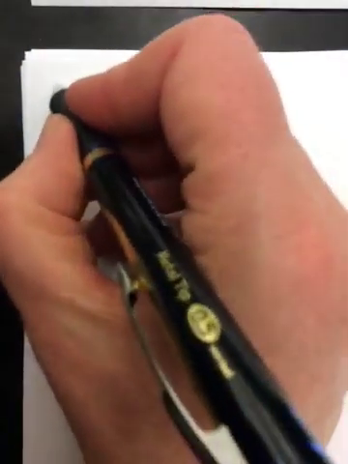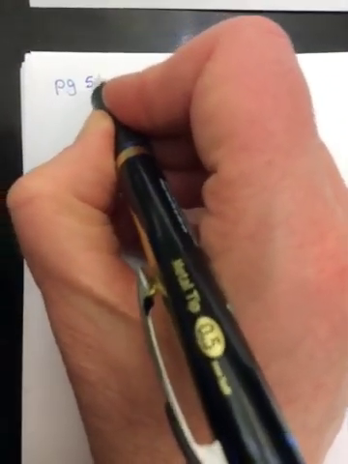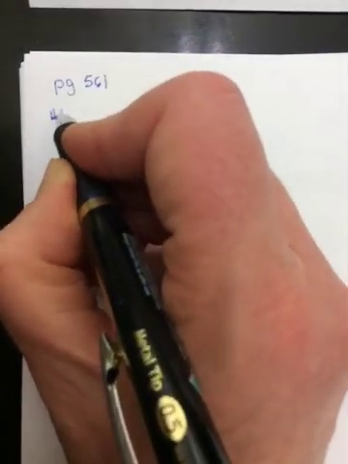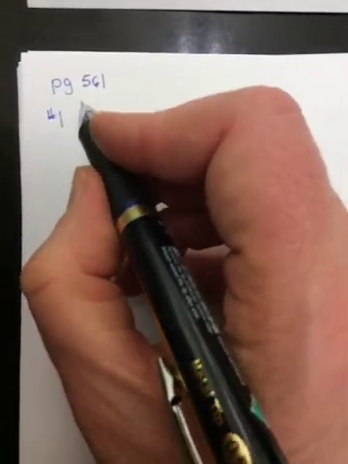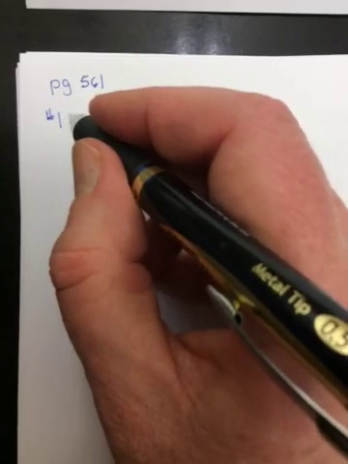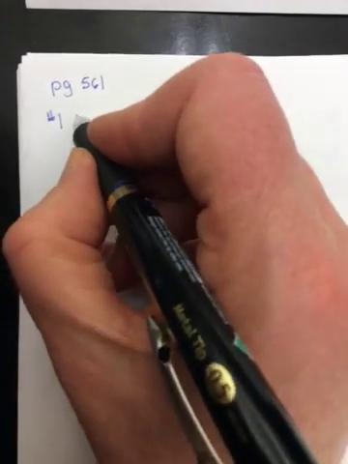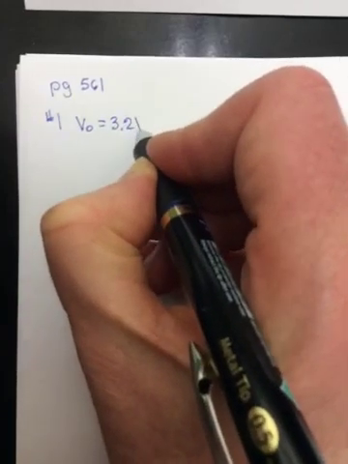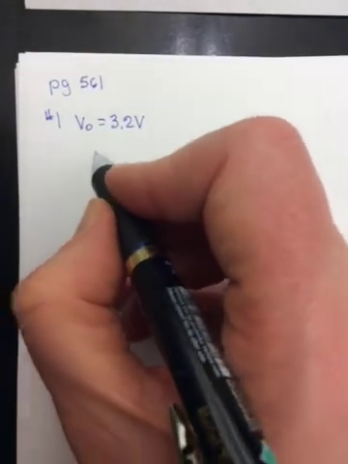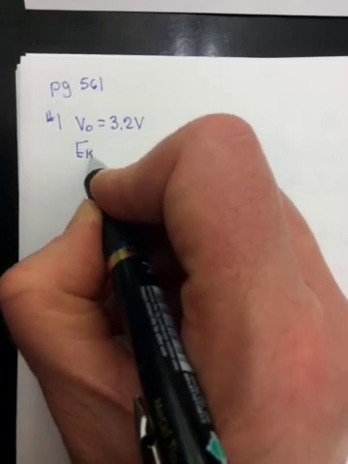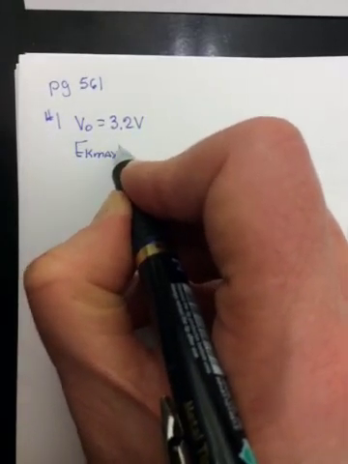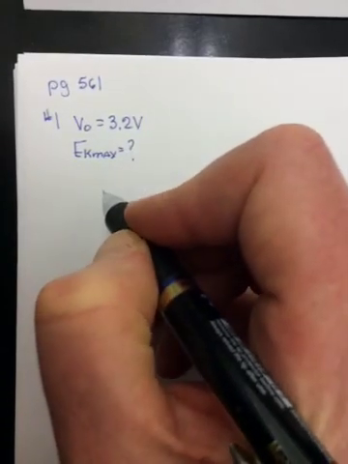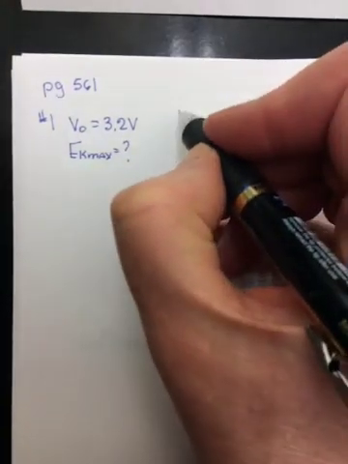Okay, so I asked you to do the questions on page 561. So number 1 says, the stopping potential to prevent a current through a photocell is 3.2 volts. So V0, stopping potential, 3.2 volts. Calculate the kinetic energy, and that will be EK max, in joules of the photoelectrons as they are emitted.